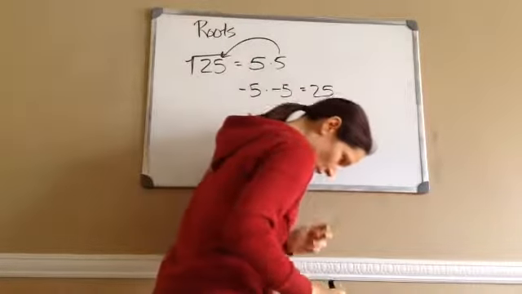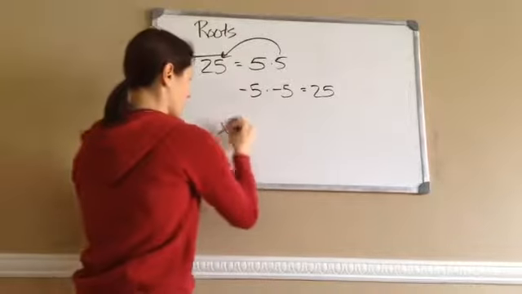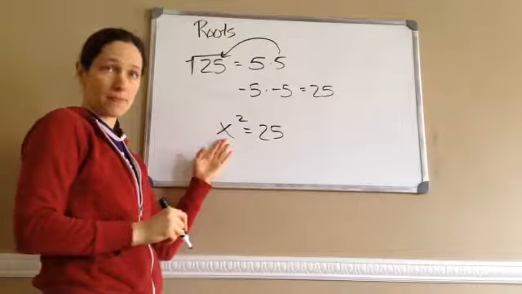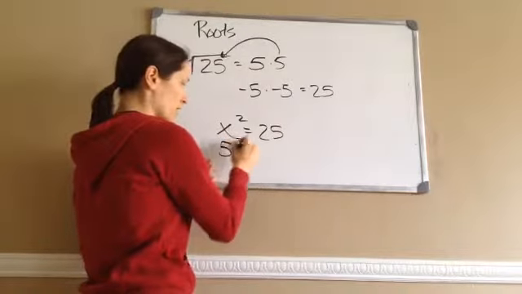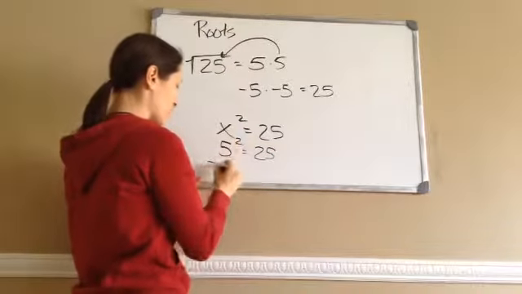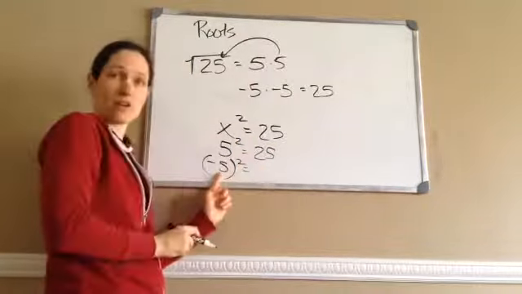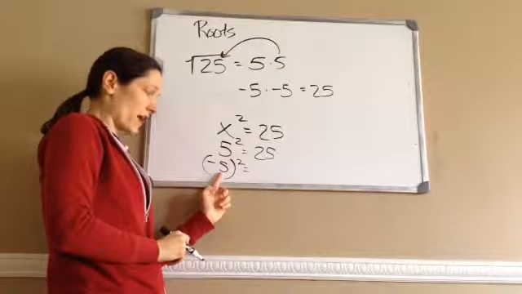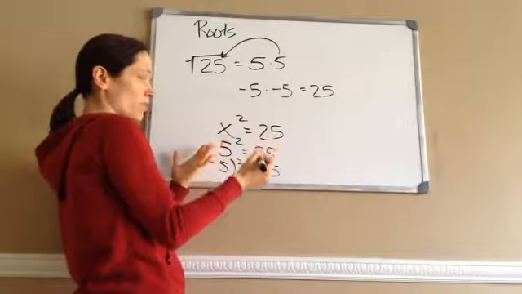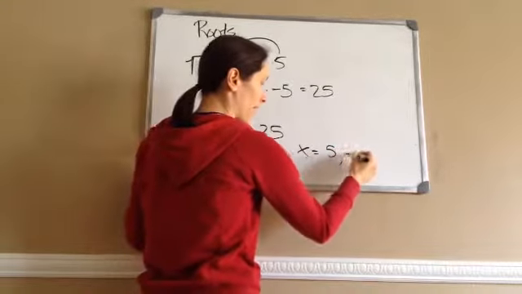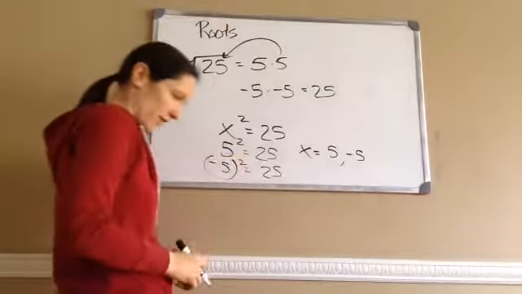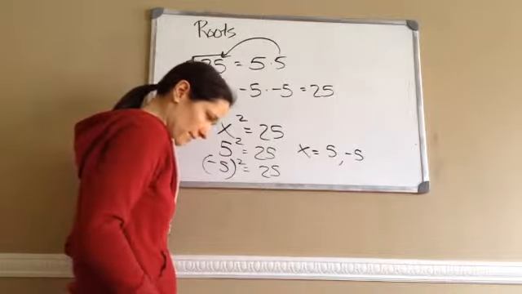Okay, so in this equation, x squared equals 25, what could our x be? Our x could be 5, because 5 squared is 25, right? Could our x be negative 5? Negative 5 times negative 5, would that equal 25? Yes, so guess what our x answer is? 5 and negative 5. Okay, it's not just 5, it's also negative 5. Do you feel like you got that?